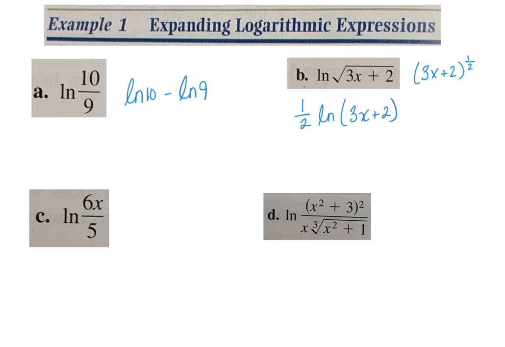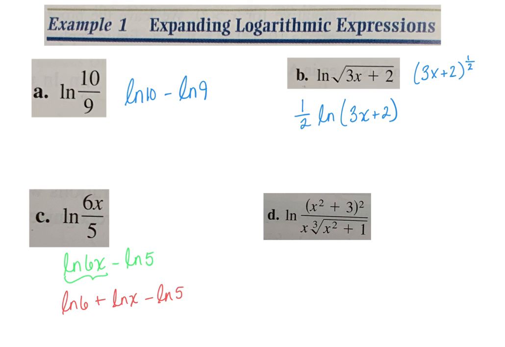The next one is a multiple ones, multiplication and division. And so if I were to do that division first, I would say ln of 6x minus ln of 5. And then I can expand this guy even further. And I can say ln of 6 plus ln of x minus the ln of 5. All right. The last one gives me lots of them.